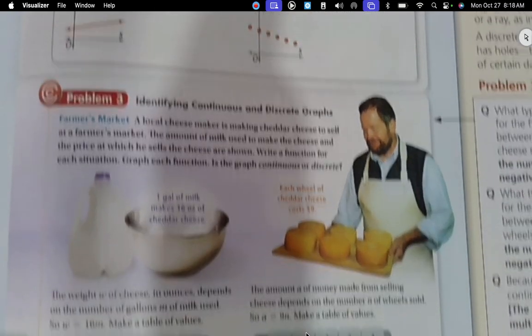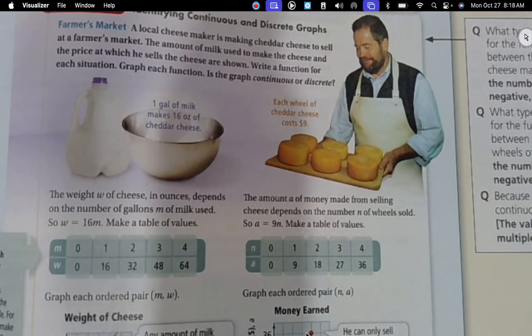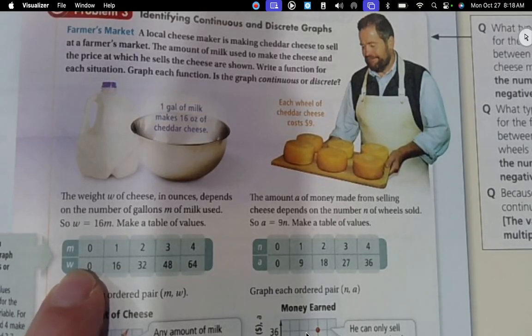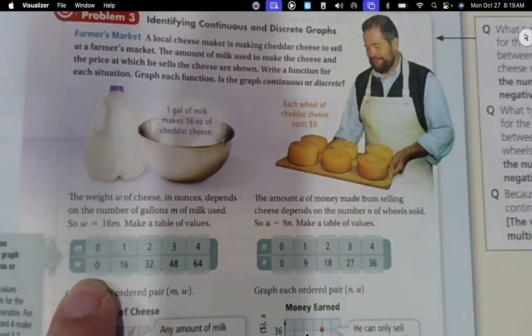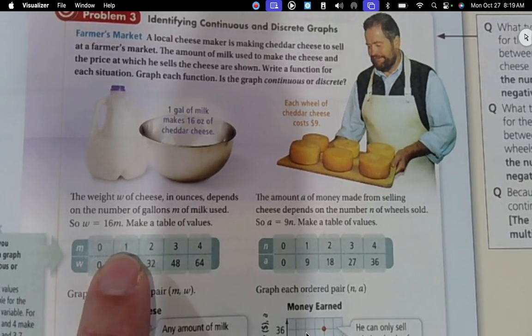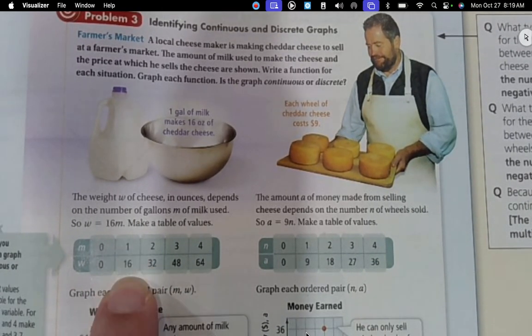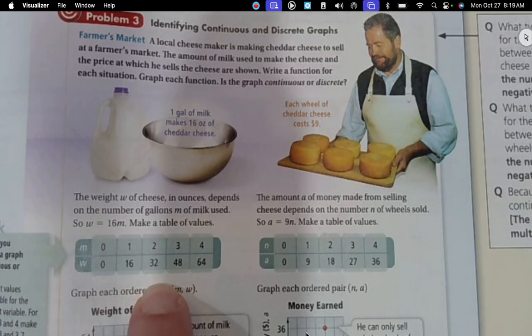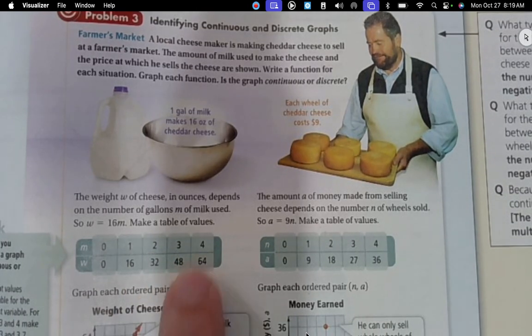So look, I'm just going to move it up and show you our graphs. So you can start out with not making cheese at all. You can have 0 gallons of milk. We're not doing anything today. You're going to end up with 0 ounces of cheese. Is everybody good with that? You can use 1 gallon of milk and it's going to make 16 ounces of cheese. If you use 2 gallons of milk, what's that going to be? 32 ounces of cheese, and so on.